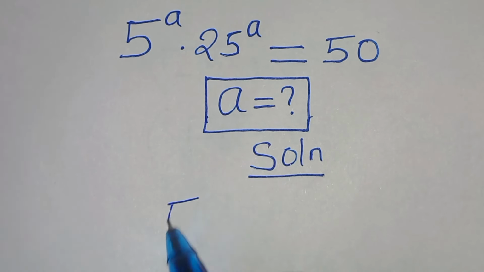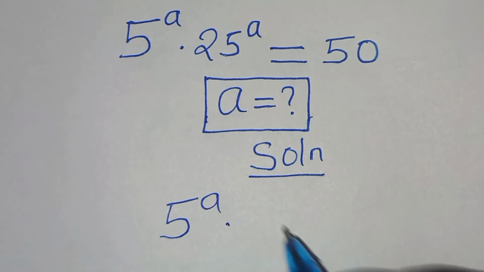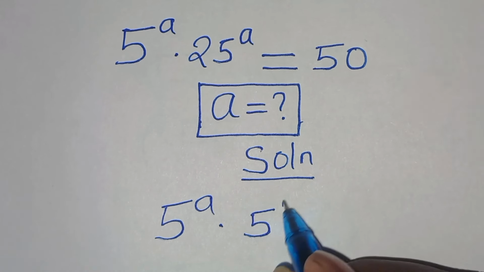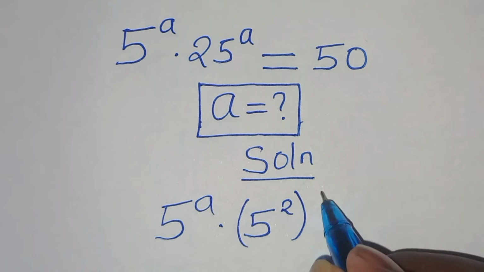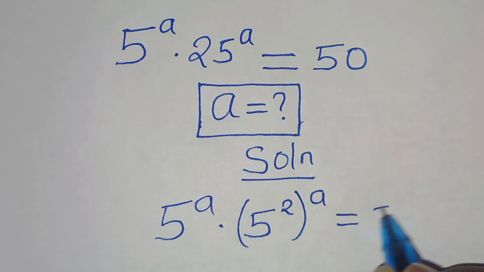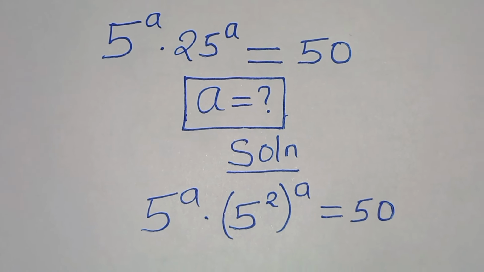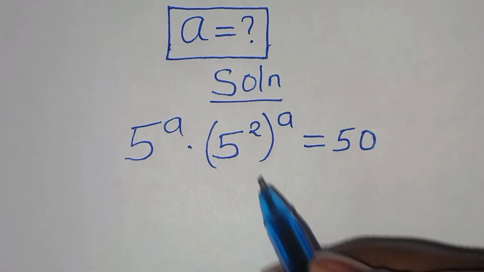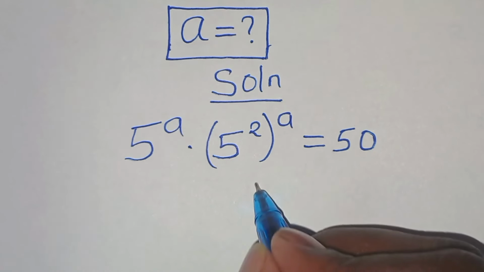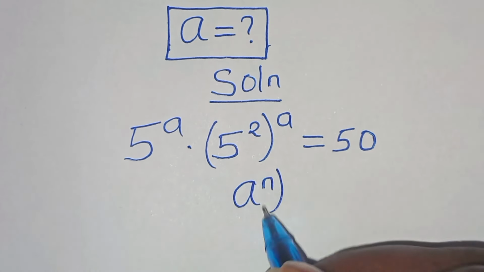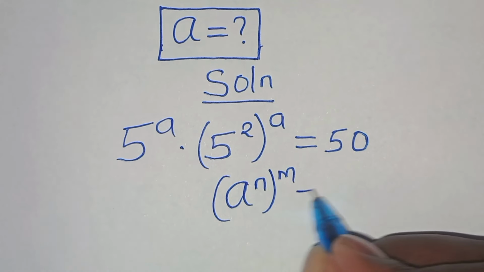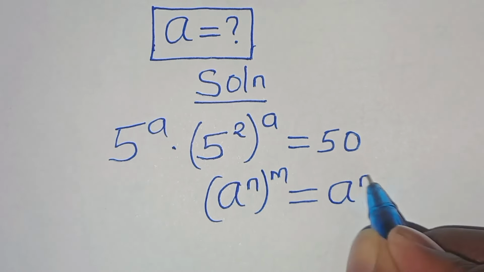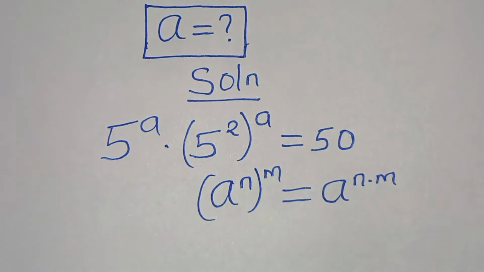So this is 5 to the power of a times 25, which you can express as 5 to the power of 2 raised to the power of a. This is equal to 50. 5 to the power of 2 to the power of a is in the form of a to the power of n raised to the power of m, which can be expressed as a to the power of n multiplied by m.